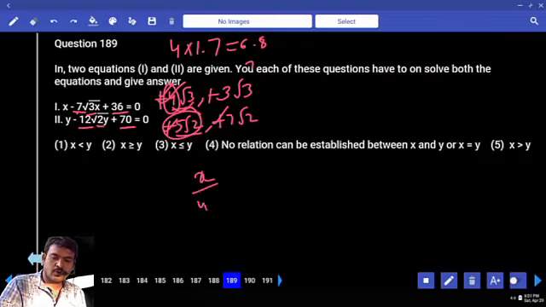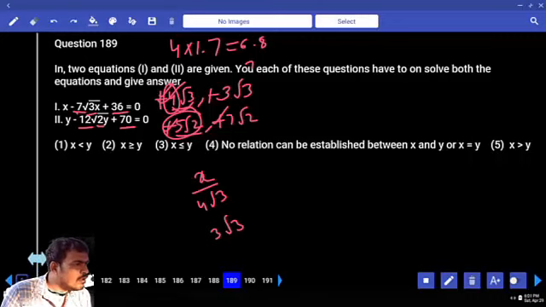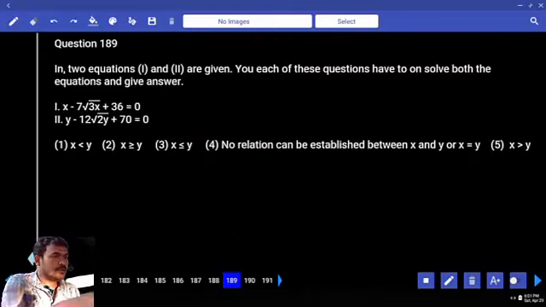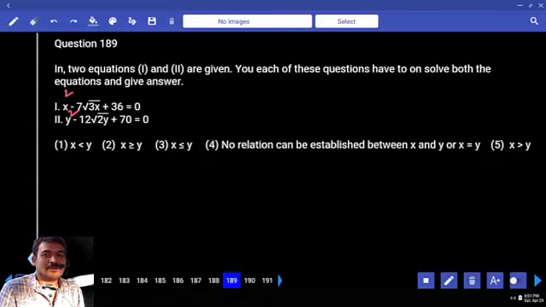What are the x roots? 4 root 3 and 3 root 3 are. Printing mistake, look in the paper. It is actually x square and y square, not a linear equation. Printing mistake, actually it is x square minus 7 root 3 x plus 36 equal to 0, and y square minus 12 root 2 y plus 70 equal to 0.